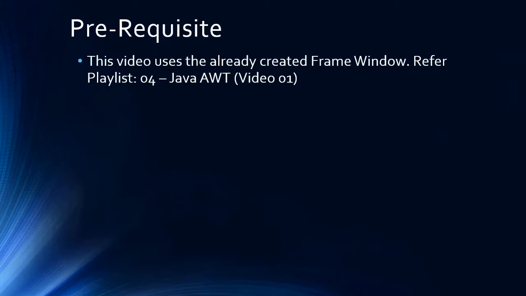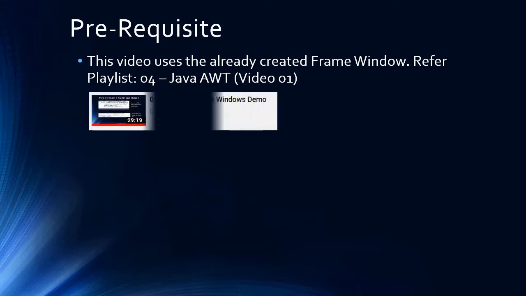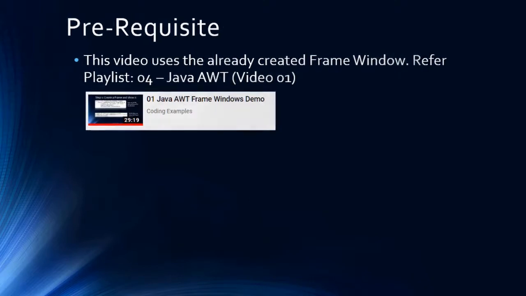The prerequisite for this video is that you have to learn how to create a frame window. Here we are not going to create the frame window, we will use the already created frame window. The playlist is 04 Java AWT and the video is the very first video. After you watch this video you can come and watch this one, or if you know how to create a frame window you can skip watching that video and directly proceed with the next step.